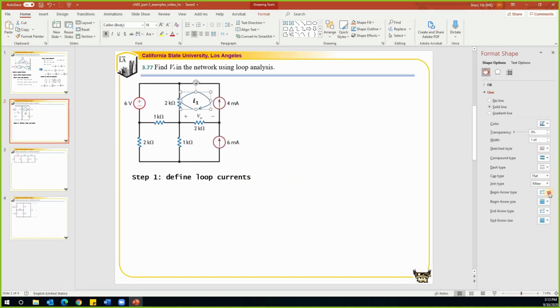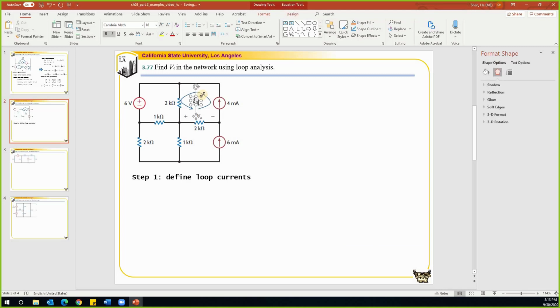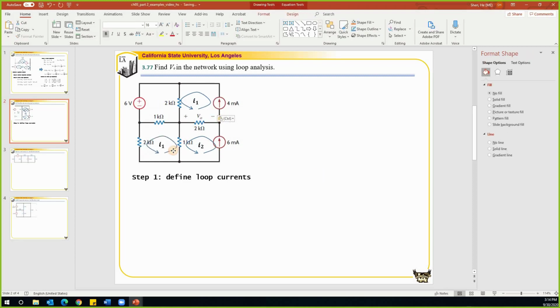We also said that it's better to define all these currents in the same direction. And the same direction means either clockwise or counterclockwise for all the loop currents. If that is my I1, I will define this as my current I2. And similarly, we'll define this one as I3, and this will be my I4.